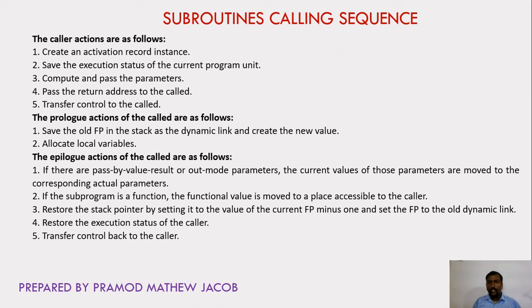So in short, create the activation record for the main program, then save the execution status of the current program unit, then pass the parameters and the return address to the called function, save the frame pointer address as a dynamic link so that the function execution will resume from that point, then execute the subfunction. After the execution of the subfunction, compute the frame pointer minus 1 so that it will transfer back to the main program and the execution will resume from that point of time.